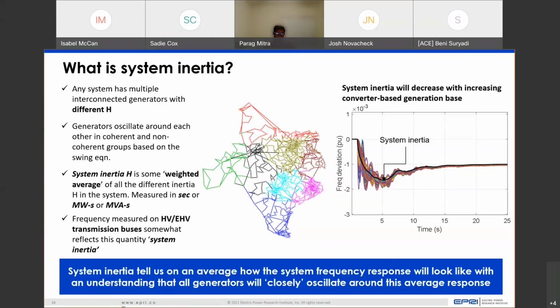So the system inertia tells us, on average, how the system frequency response will look, with an understanding that all the other machines will move very close to this system inertia profile. So if we were to look at the system frequency, which is defined by the system inertia, the understanding is that all the machines in the system would move very close to this.